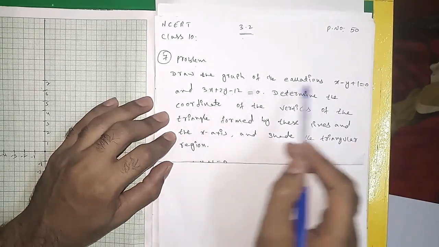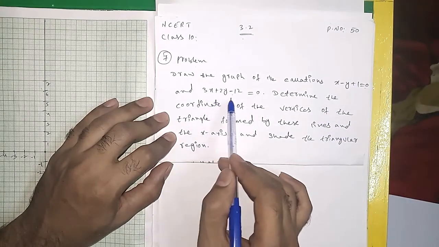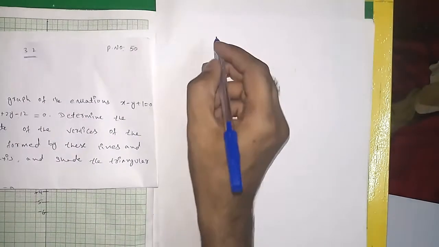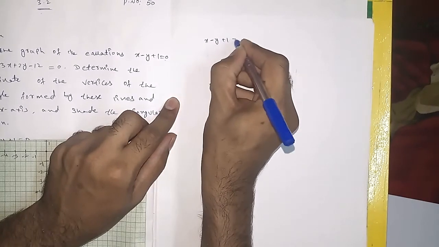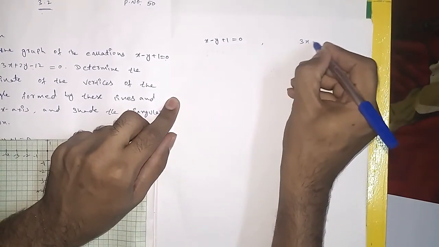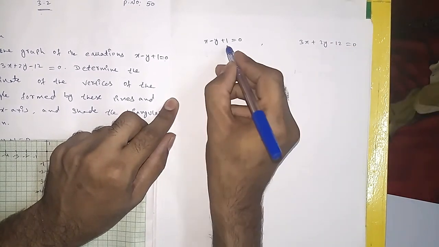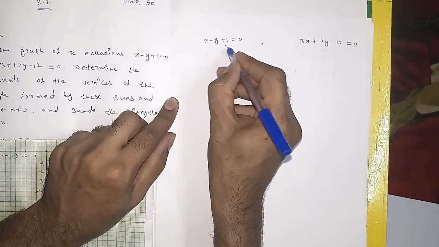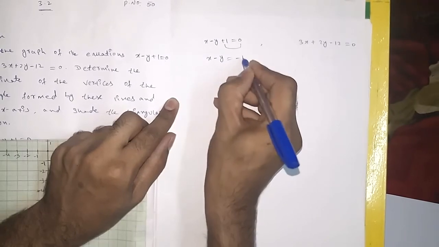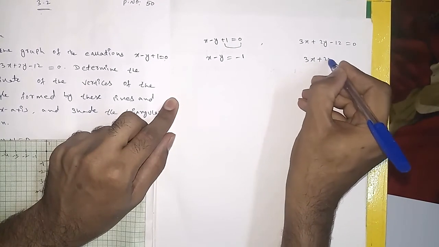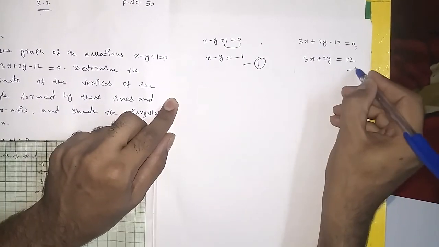Two lines have been given to us, that is x minus y plus 1 is equal to 0 and 3x plus 2y minus 12 is equal to 0. First, x minus y plus 1 is equal to 0. Second, 3x plus 2y minus 12 is equal to 0. First, take this towards the right hand side. If you take it towards the right hand side, the sign will get changed. x minus y is equal to minus 1. Second, 3x plus 2y is equal to 12. Equation number 1 and equation number 2.